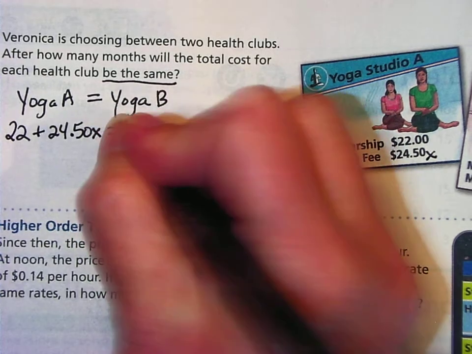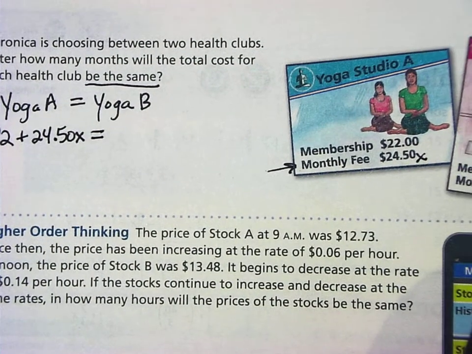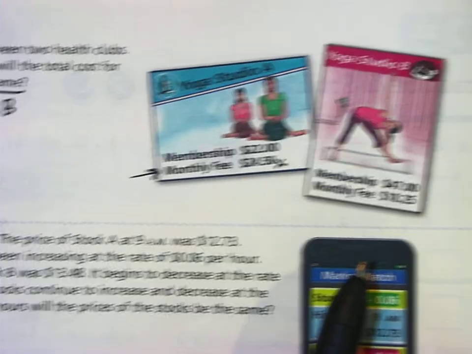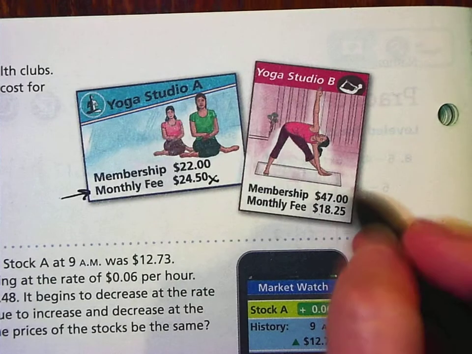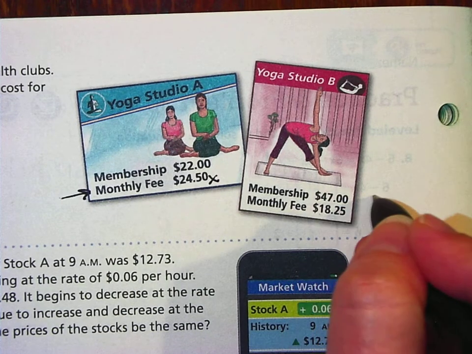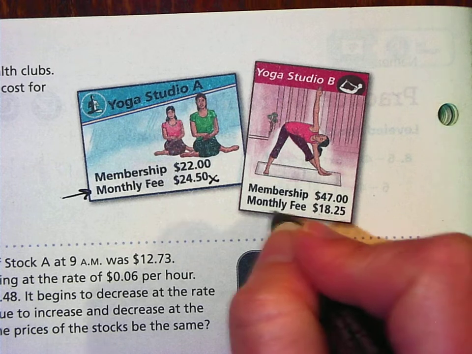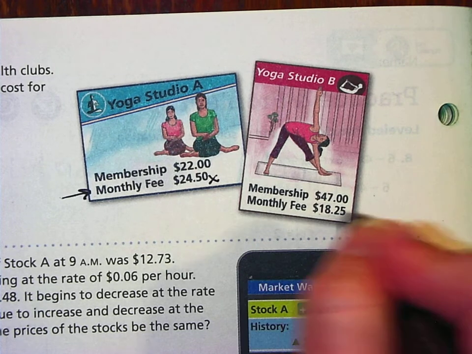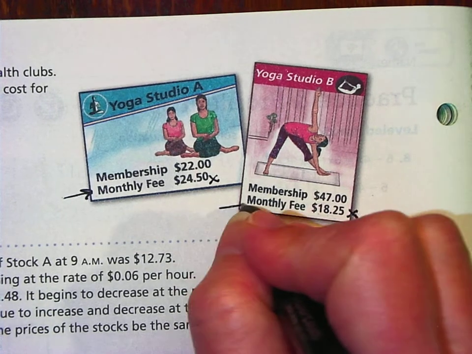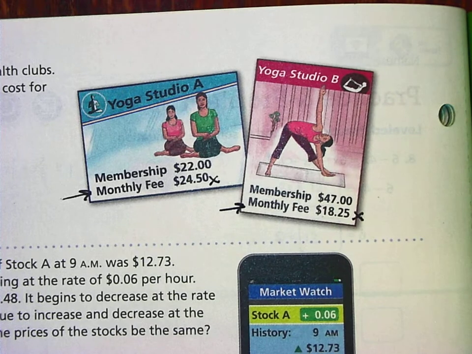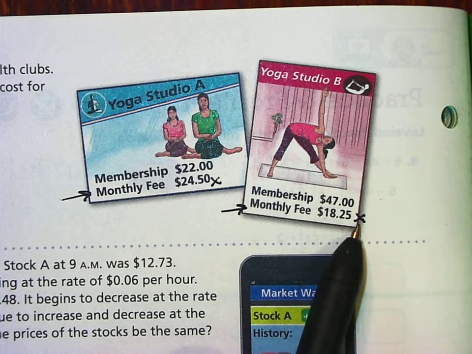So let's bring down the equal sign. Let's look at what Yoga Studio B is charging. So Yoga Studio B charges $47 membership. That's just a one-time fee. And then every month, look, monthly fee, you pay $18.25x. So again, whatever happens over and over and over again is what gets the variable.